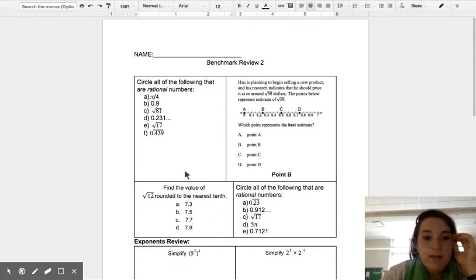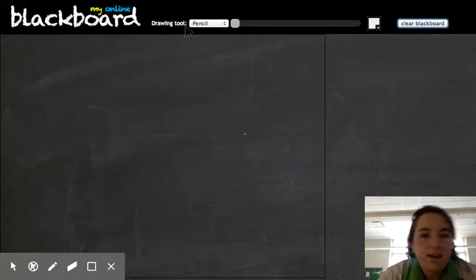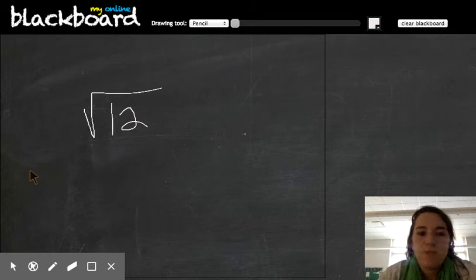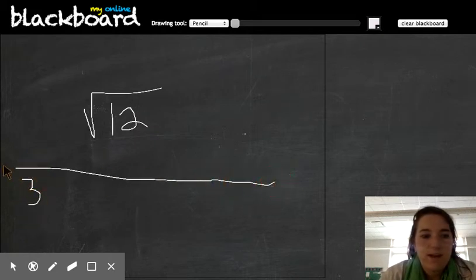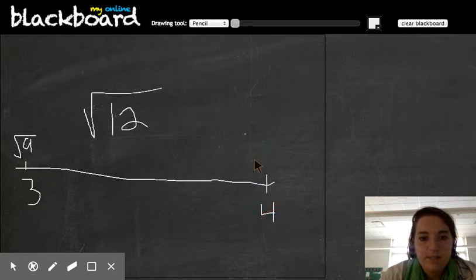For number 3, find the square root of 12 rounded to the nearest tenth. We're doing the same thing. So we're finding the square root of 12. Once I can switch the screen. Okay, so we're doing the square root of 12, which will be between what two numbers? It'll be between 3, because 3 is the square root of 9. And it'll be between 3 and 4, because 4 is the square root of 16.